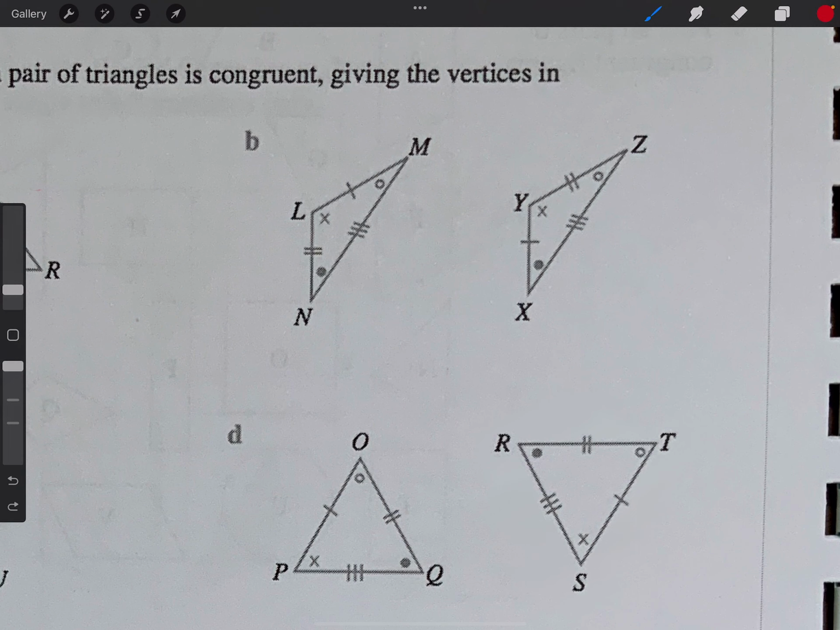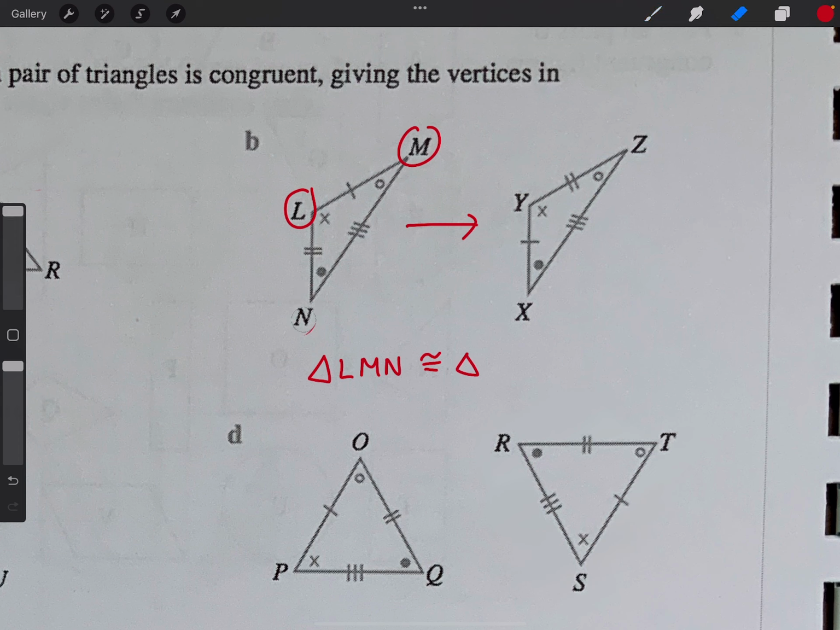Okay, so this one is pretty easy. Nothing, the triangle hasn't changed, it's just been shifted to the right. So I'll start with LMN. Okay, so I'm going to say triangle LMN is congruent to triangle.